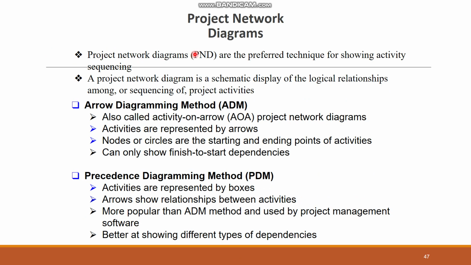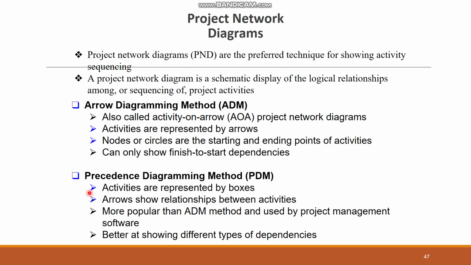So project network diagrams are basically the same kind of thing, used for showing activity sequencing. A project network diagram is basically a systematic display of logical relationships among, or sequencing of, activities. There are two types of methods: one is the arrow diagramming method, and one is the precedence diagramming method. The arrow method is also called activity on arrow. In it, activities are represented using arrows, and nodes or circles are the starting and ending points of the activities, and it can only show finish to start dependencies.